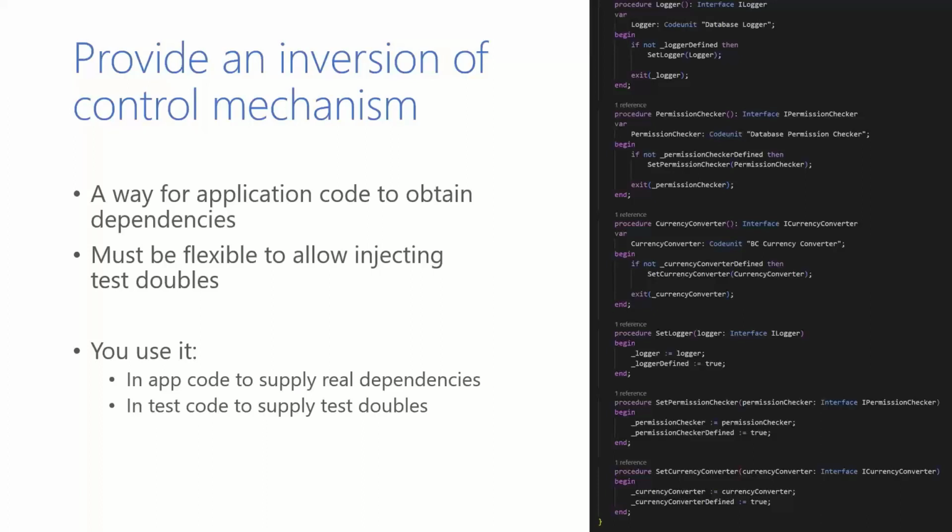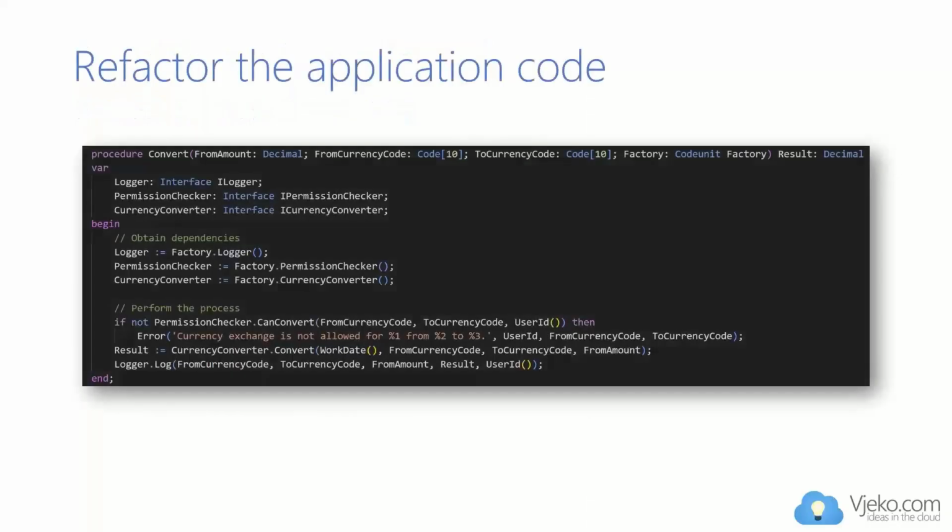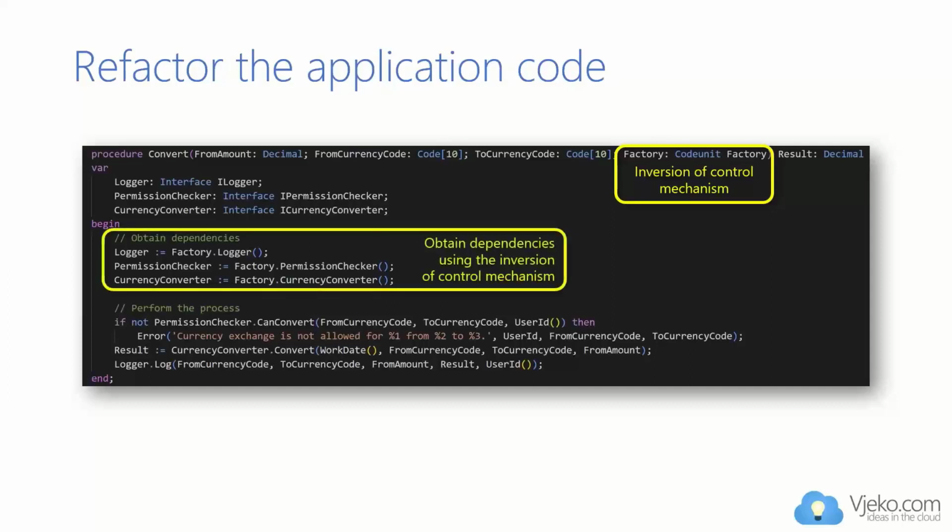So once you have identified dependencies and provided this inversion of control mechanism, then you can refactor your application code. So this is my convert process after refactoring. It has one new parameter, which is the inversion of control mechanism. I'm passing an instance of a factory into this process. And then in the next step, I will obtain dependencies.